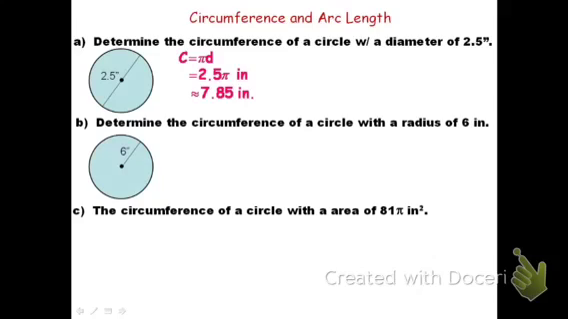This time, instead of being told the diameter, we're told the radius. In which case, we're probably going to want to use a different formula. Because we have the radius, we probably want to go with this one. The circumference equals 2 times pi times radius. If we substitute in our 6 inches, we get 2 times 6 pi, or better yet, it's 12 pi inches. Now that's the exact answer.